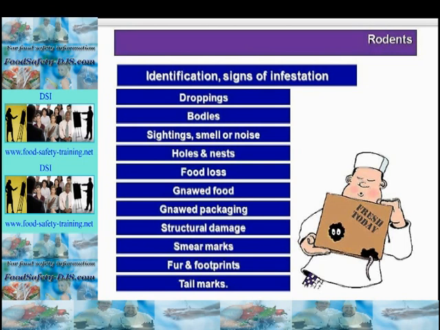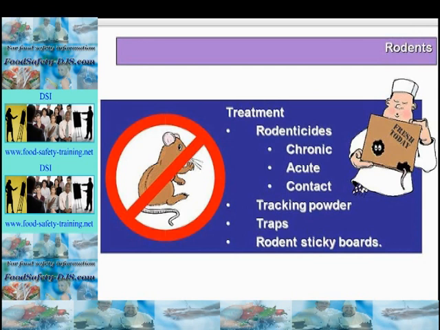Identification and signs of infestation include such things as droppings, bodies, sightings, smell or noise, holes and nests, food loss, gnawed food, food packaging or structure, smears, fur and footprints, tail marks, etc. Treatment for rodents includes the use of rodenticides, perhaps using a chronic rodenticide, which is multiple feed, and these include anticoagulants such as warfarin. Acute rodenticides, usually a single feed, are also toxic to humans. An example is alpha chloralose. There are also contact dust or gel, which includes such things as bromadiolone, the use of tracking powder, traps, and rodent sticky boards.